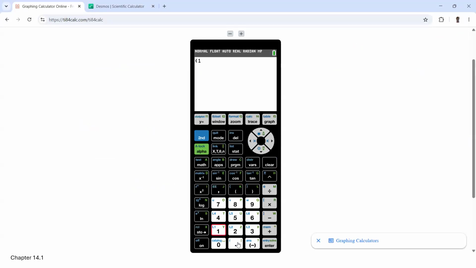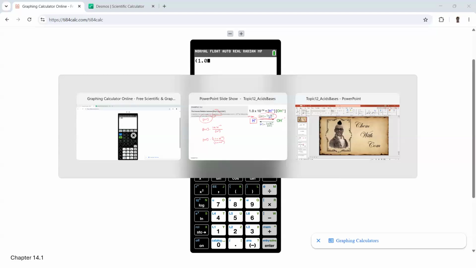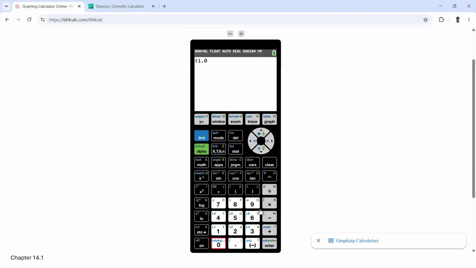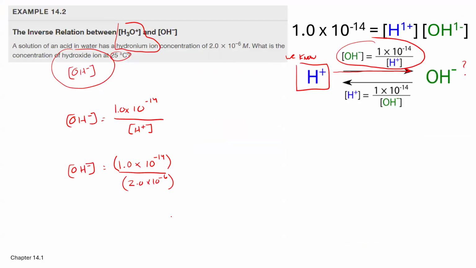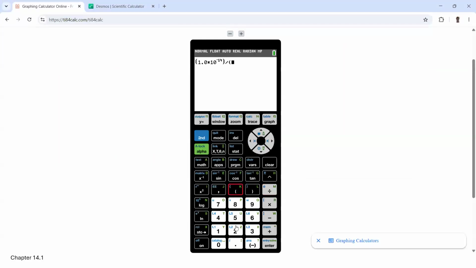Bracket 1.0 times 10 to the negative, and remember, your negative sign and minus sign are different, 14, divided by 2.0 times, again, brackets, 2.0 times 10 to the negative 6. I'm going to push the arrow to get that over there.